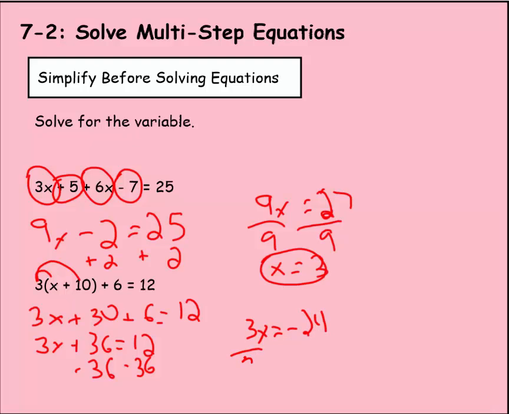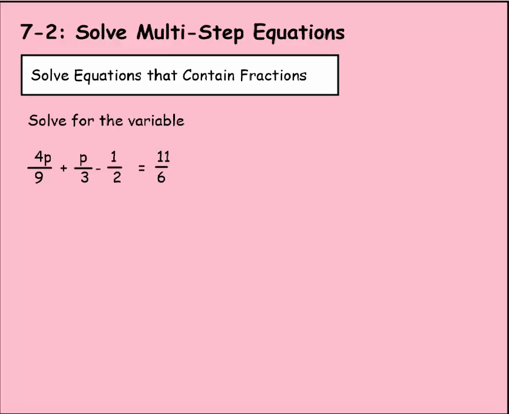Divide both sides by 3. Negative 24 divided by 3 equals negative 8. So x equals negative 8. So we've solved for variables both times. Now we can solve for the variable with this problem.